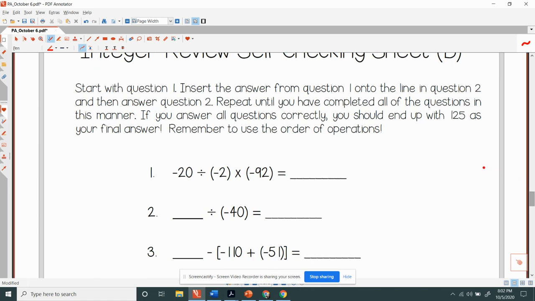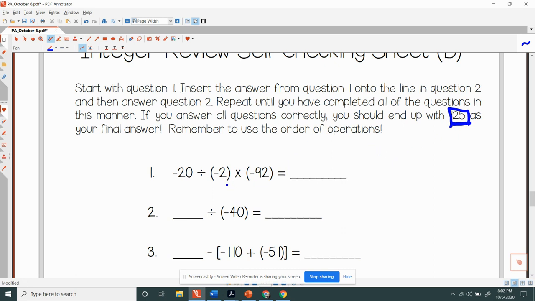So let's go on to the next self-checking worksheet, and let's change our color. Same instructions. We start with the first question. We put our answer in the next slot, and the next one, we'll use blue this time. And we're going to end up this time with 125 as a final answer. Let's see how we do.